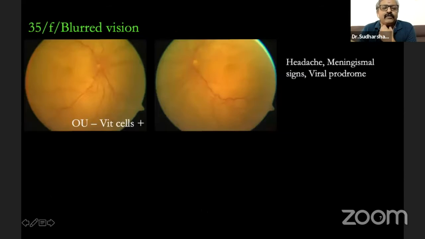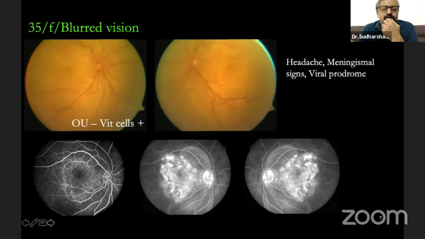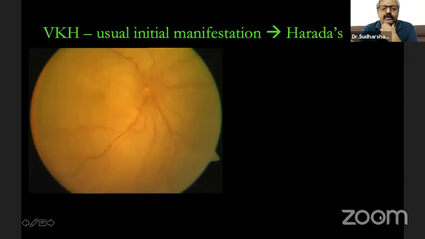To make it simpler with a few examples, this is a 35-year-old female with blurred vision. This is a classical presentation of disc edema with subretinal fluid and headache. This patient came with headache, meningismal signs and a viral prodrome. This patient had whitish exudates, so we were dealing with an inflammatory condition. Fundus fluorescein angiogram confirmed a clinical suspicion of Harada's disease. This is a typical starry sky pattern, or Harada's pattern, of Vogt-Koyanagi-Harada's disease. Usually VKH initially presents as Harada's.